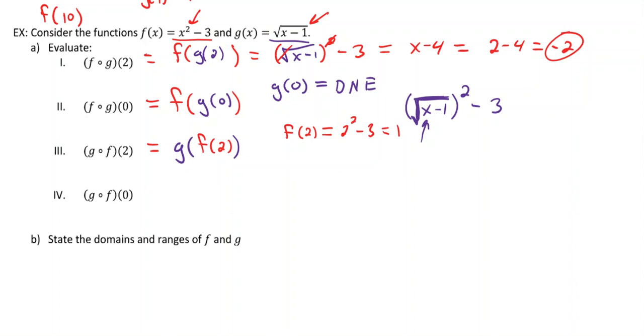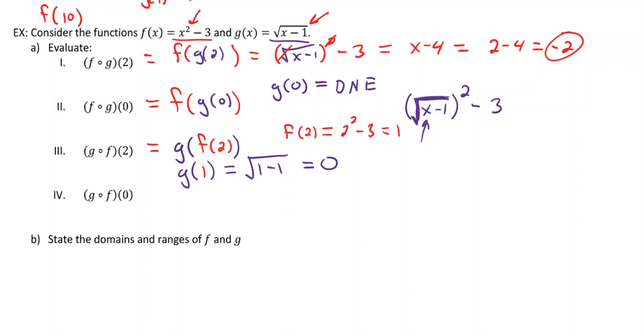Okay, so our question becomes a little simpler. This is just really saying what is g of 1? Well, g of 1 would be the square root of 1 minus 1. Does that exist? Sure does. Square root of 0 is still 0. You just can't take the square root of a negative. So that's going to just be 0.